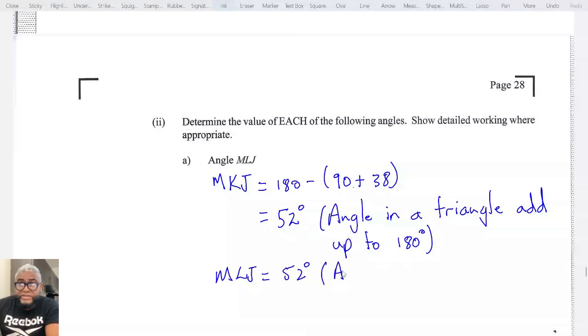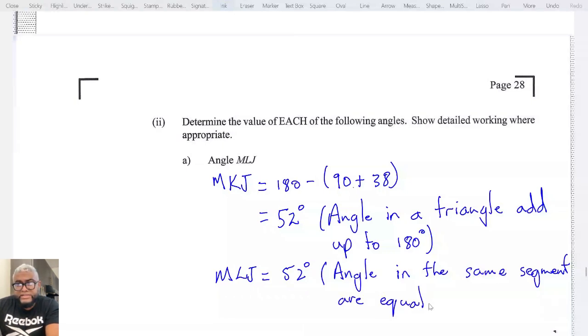All right? And now with that information, we could proceed to find MLG, which is equal to the same 52 degrees, and that reason would be angles in the same segment are equal. All right, excellent. Okay, everybody good here?